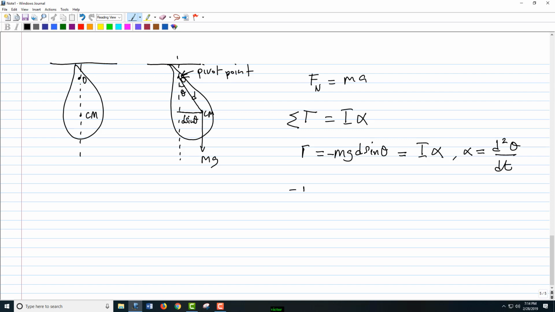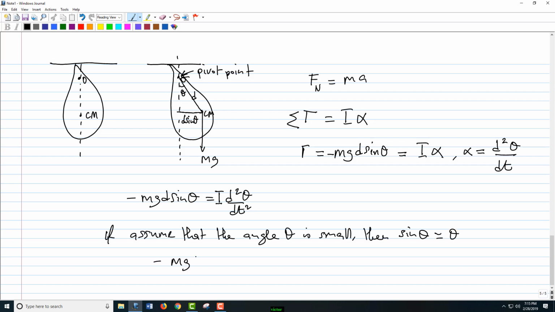So our equation of motion becomes minus mg times d sine theta equals d squared theta dt squared, multiplied by the rotational inertia I. Again, the negative sign just indicates that the torque is a restoring force and it points towards the equilibrium position. We are again assuming that the angle theta is very small, so we are still using the small angle approximation.